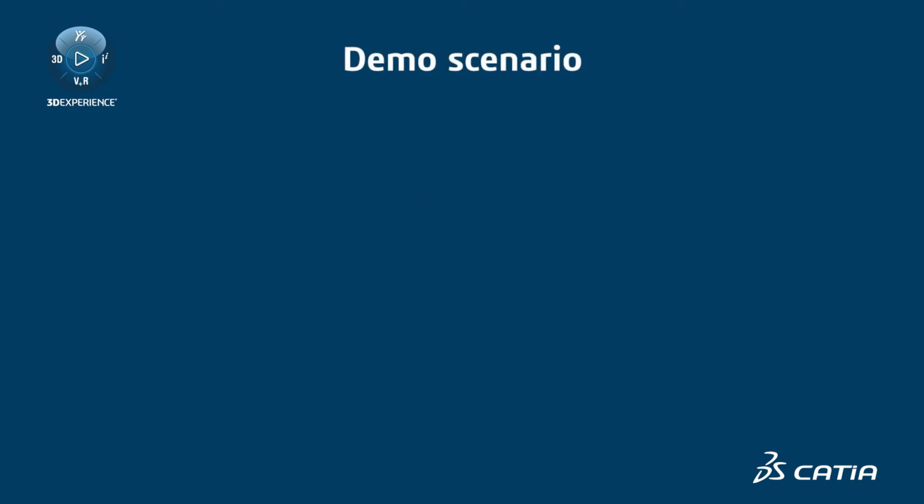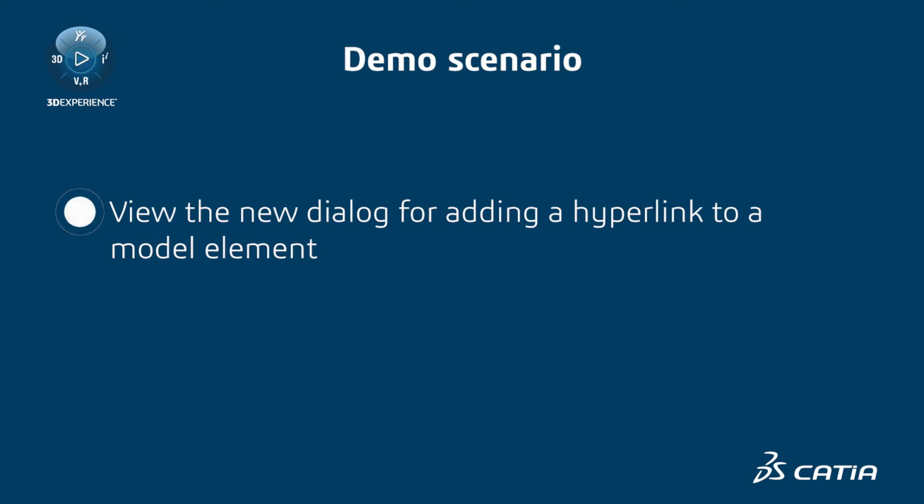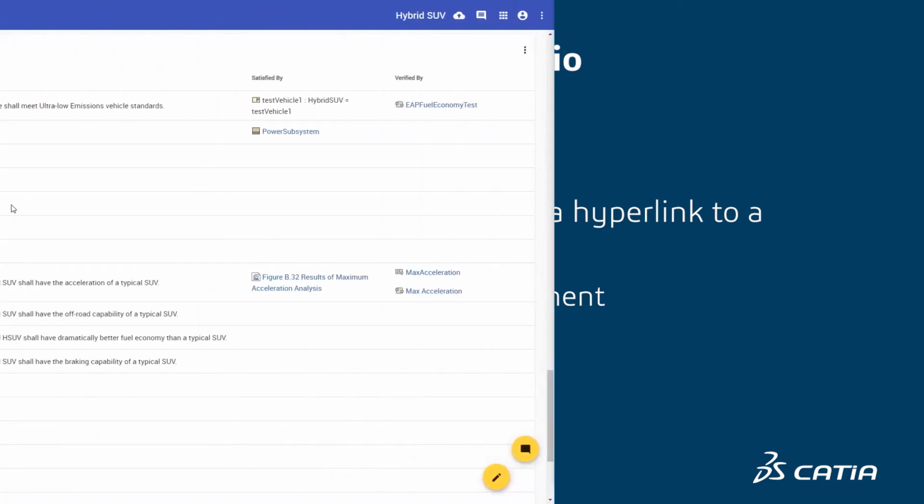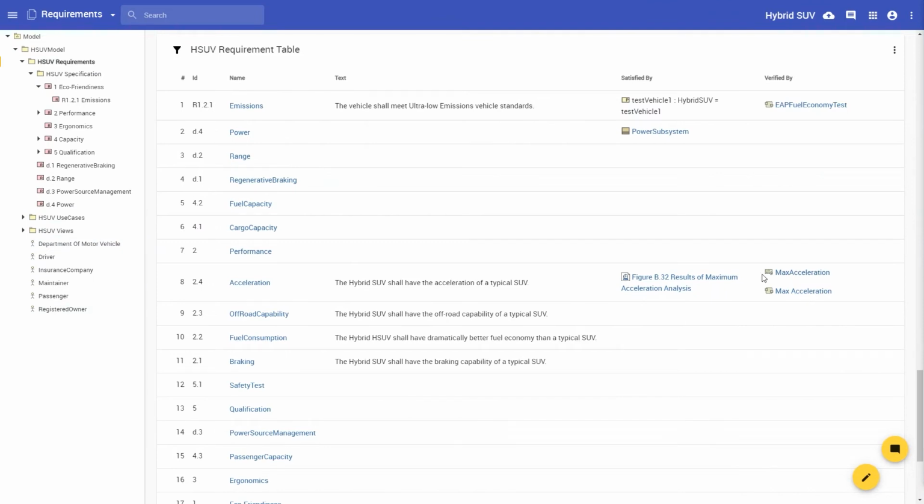In this short video, we will view the new dialog for adding a hyperlink to a model element. Add a reference in a requirement text to another requirement. Without further ado, let's jump straight to the Collaborator's document. I've already opened the document published from the Hybrid SUV sample project. You can only add a cross-reference to a model element in the rich text editing form.